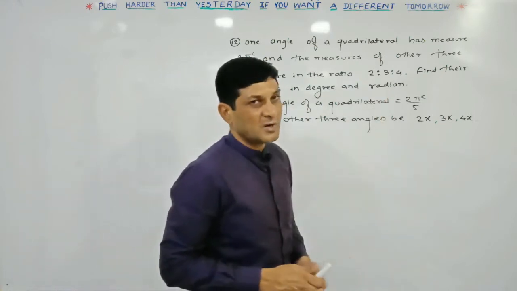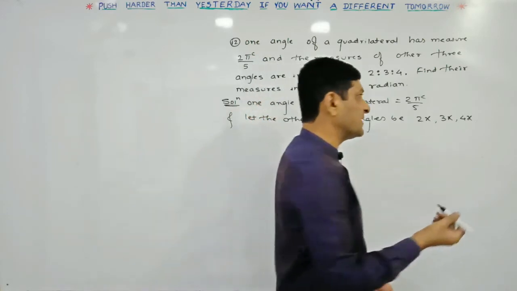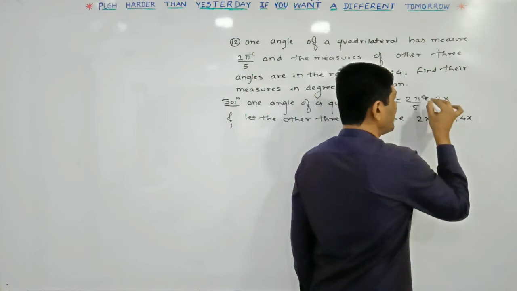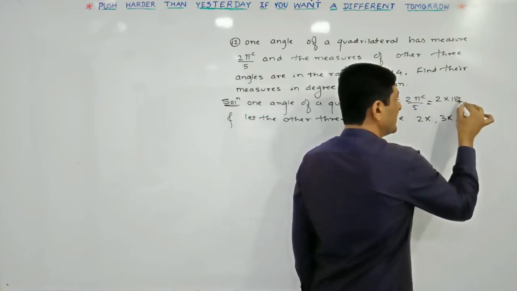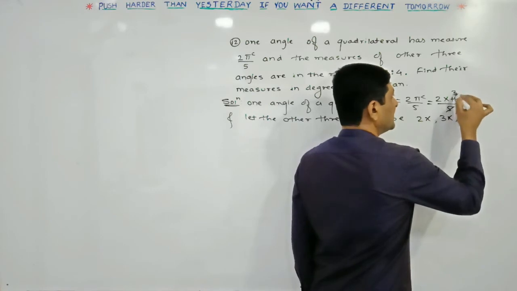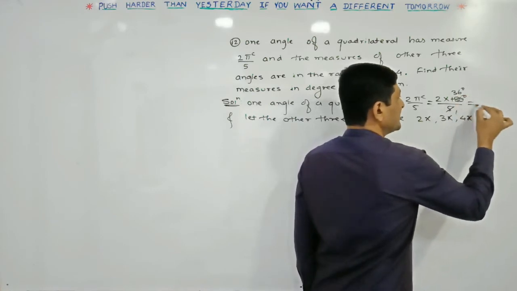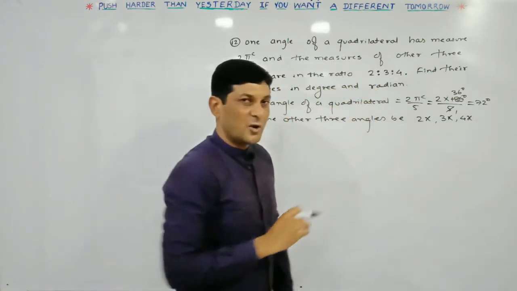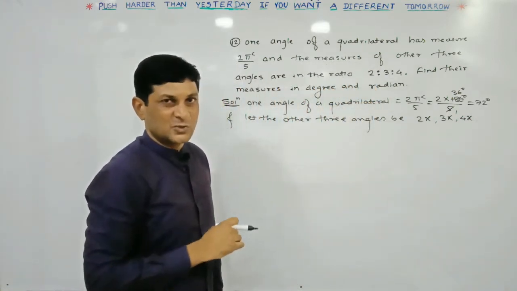So the radian measure of one angle of this quadrilateral is given to us. Let us try to convert it into degrees. 2 pi by 5 radian: I am replacing pi radian by its value, 180 degrees, divided by 5. 5 ones are 5, 5 36s are 180, and 36 into 2 is equal to 72 degrees. In this way, one angle of the quadrilateral in degrees is known to us.